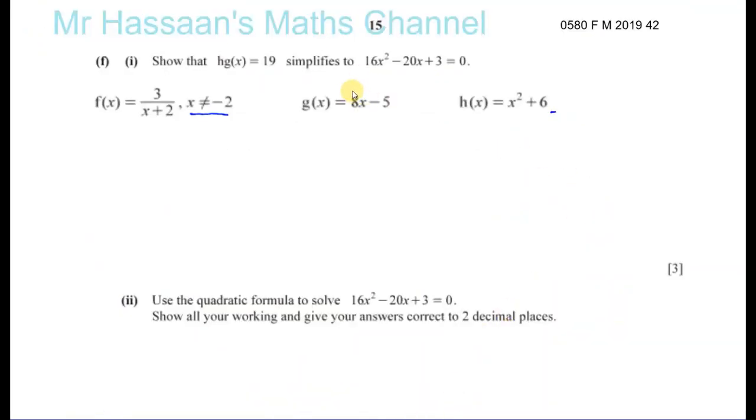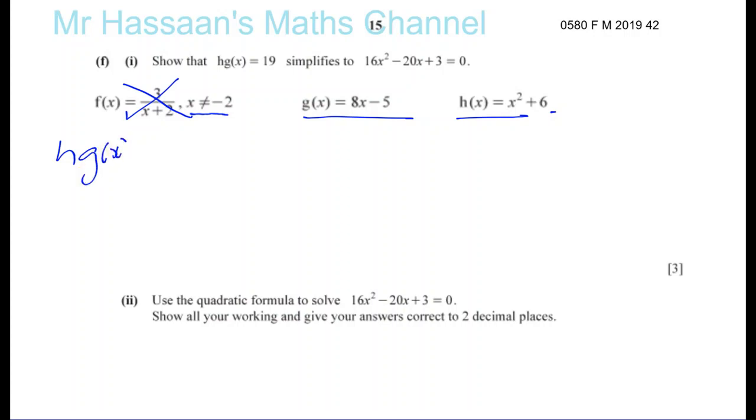Now for question part F part 1. Show that hg(x) equals 19 simplifies to 16x squared minus 20x plus 3 equals 0. So hg(x), we're going to deal with these two functions here, h and g. We're not worrying about this one in this part of the question. So now hg(x), what does that mean?